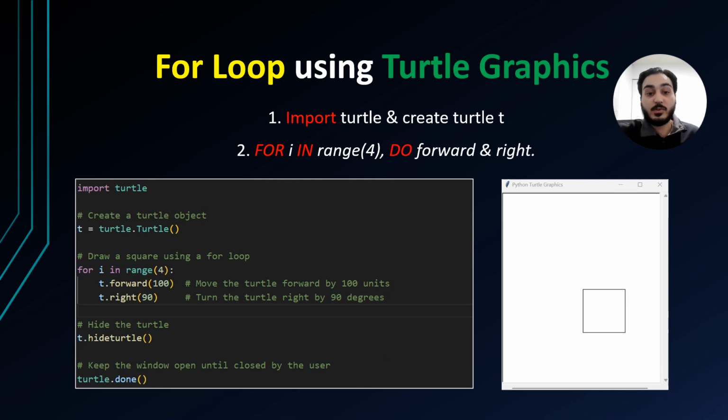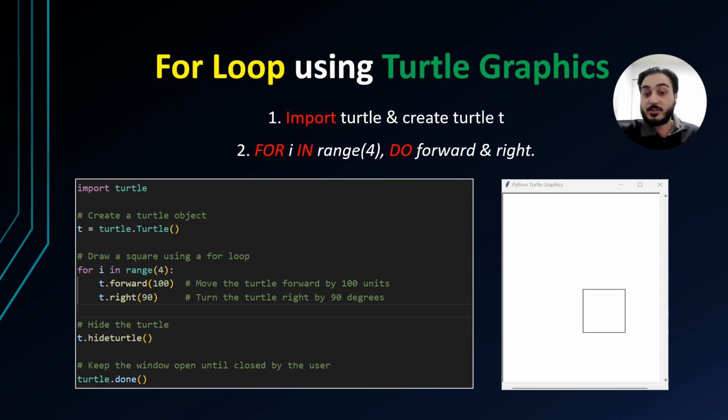Using a for loop, we can create a square in Python. We simply set the range being i to 4, 4 being the number of sides of our square. We go forward 100 units and then make a 90-degree turn.